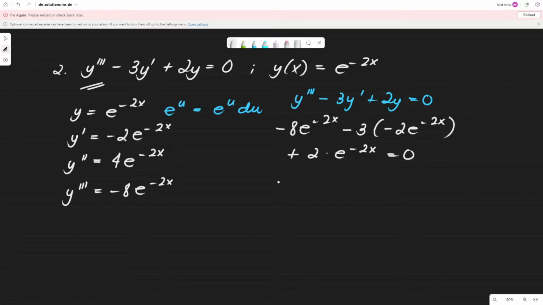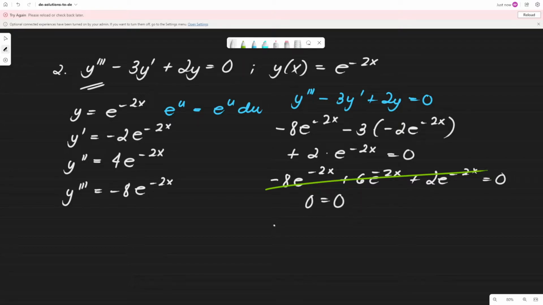Tapos let us simplify. So we have negative 8 e raised to negative 2x, plus 6 e raised to negative 2x, then plus 2 e raised to negative 2x is equal to 0. They all share the same variable, e raised to negative 2x, so we can combine their coefficients. So we have negative 8 plus 6 is negative 2, then plus 2 is equal to 0. Meaning this whole function is actually equivalent to 0. So we have 0 is equal to 0. Therefore, y of x is a solution.